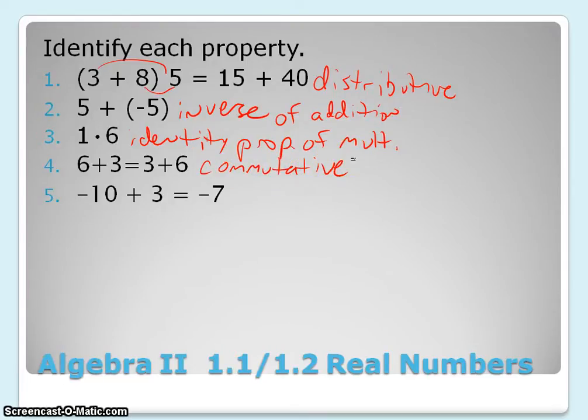And our last one, negative 10 plus 3 equals negative 7. So this is going to be an example of our closure. We added two numbers that were real, and we got a real number in the end.